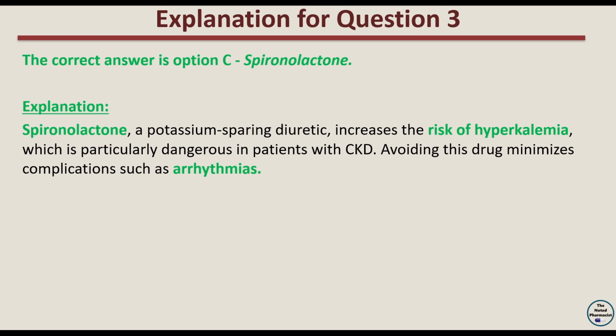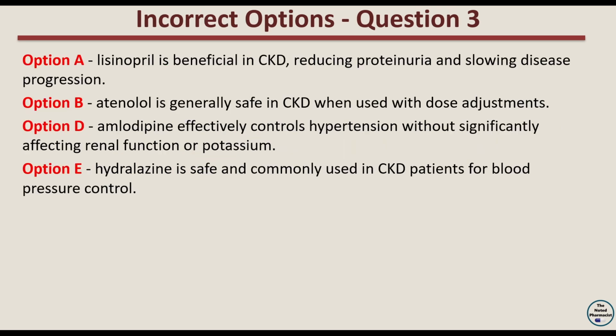Here is the explanation for incorrect options. Option A is incorrect because lisinopril is beneficial in CKD, reducing proteinuria and slowing disease progression. Option B is incorrect because atenolol is generally safe in CKD when used with dose adjustments.